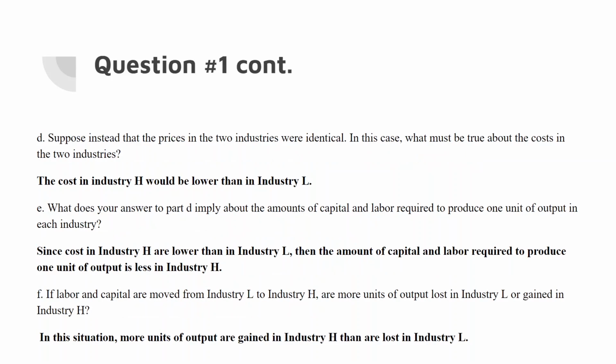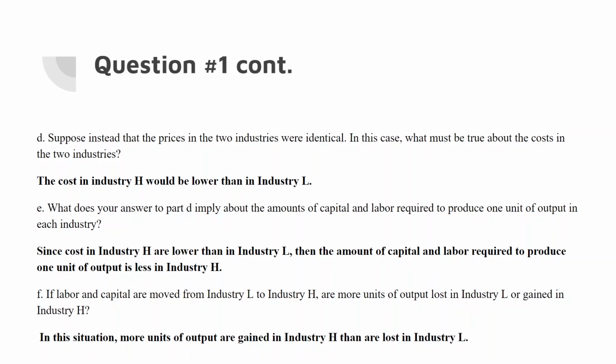And with part D, with two identical situations, when it comes to price, the costs in industry H, or the higher value industry, would be lower than that of industry L, and that implies that the amount of capital and labor required to produce one unit of output is less in industry H, or it simply requires fewer units of capital and labor to produce that one, or it's cheaper.